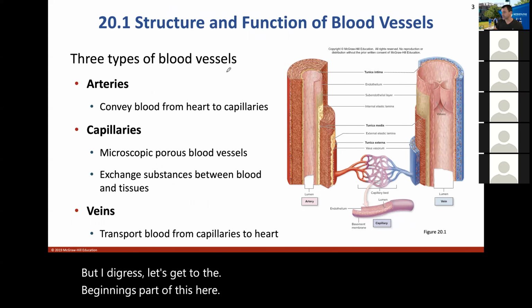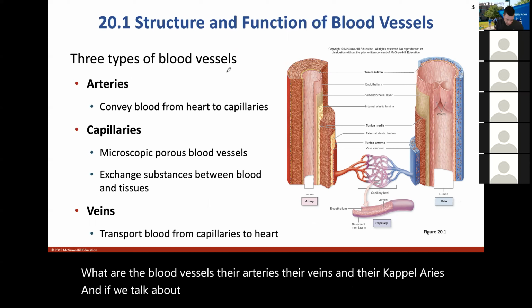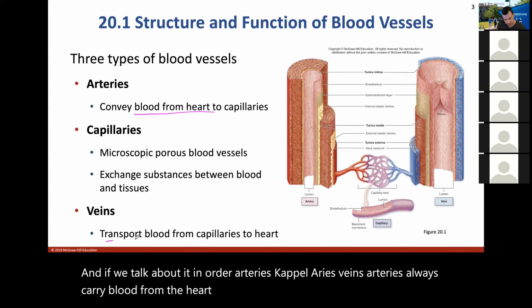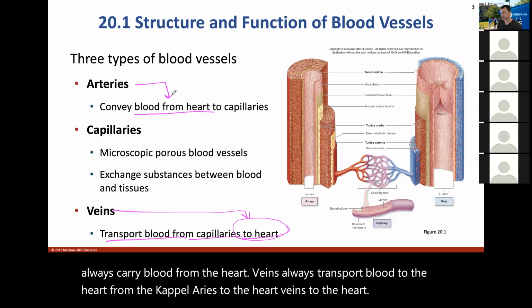What are the blood vessels? Well, they're arteries, veins, and capillaries. And if we talk about it in order: arteries, capillaries, veins. Arteries always carry blood away from the heart. Veins always transport blood to the heart, from the capillaries to the heart. Okay, veins to the heart, arteries away from the heart. All right.